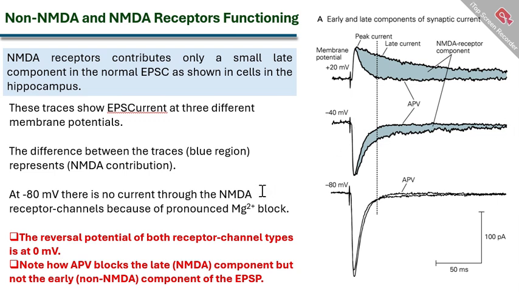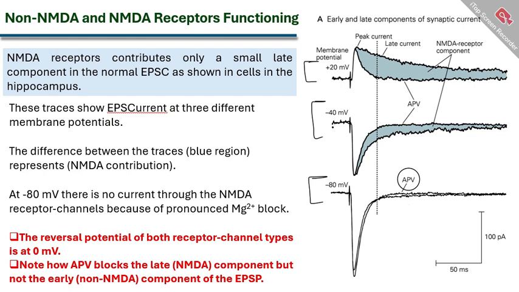So in this slide, the NMDA current is shown at three different membrane voltages: -80, -40, +20. APV is the blocker of NMDA receptors. At -80, in the presence or absence of the NMDA blocker, there is no difference in the current. It means that at this point, the NMDA component is minimal.